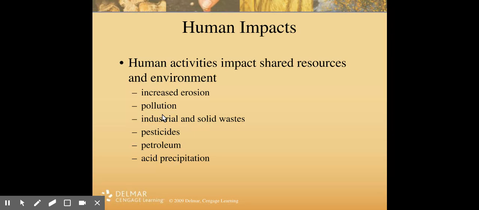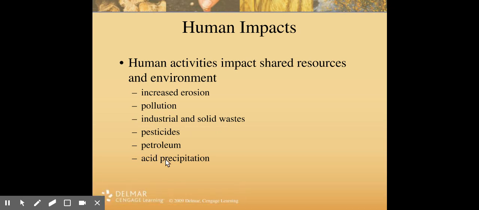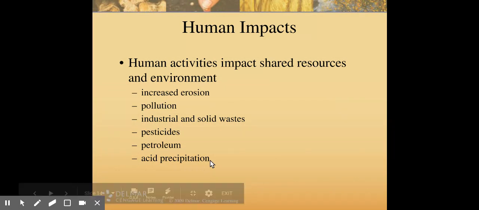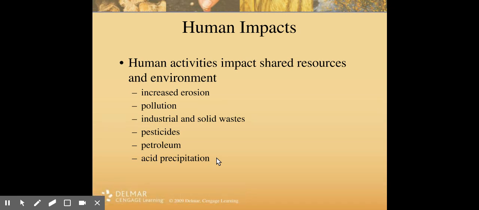Pollution, obviously, that's a big deal. Humans create a lot of different pollution to the air, the water, the soil. Industrial and solid waste, pesticides, petroleum, acid rain. I don't know if they're including like acid snow in there. They want to call it acid precipitation, but anything falling out of the sky with acid in it. I would just go with acid rain.